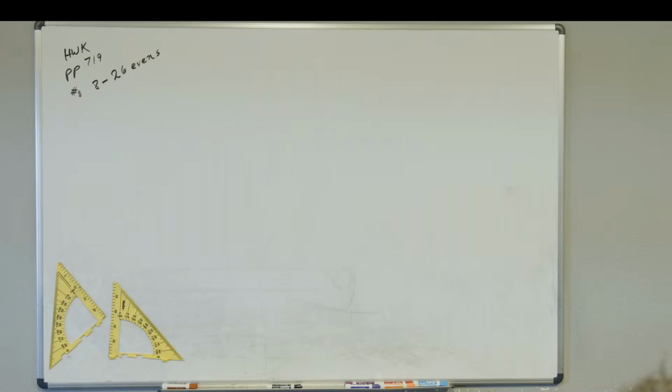Number 30 is x is less than 2. No, lies. X is greater than 2. It's between negative 2 and 1, non-inclusive. And x is less than negative 5. I would list those in the other order, but anyway.